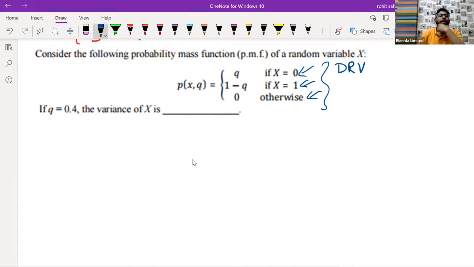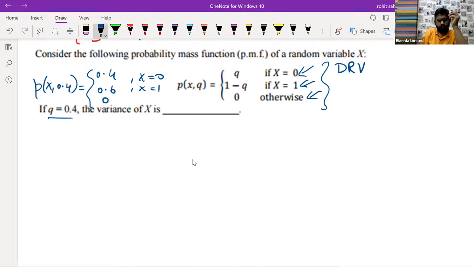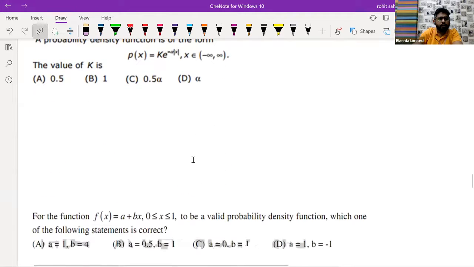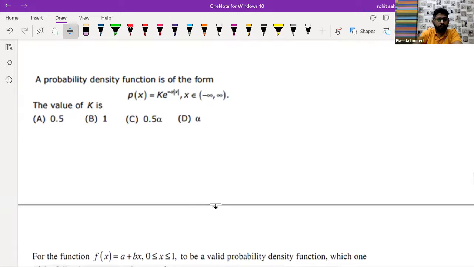First thing, now it says q is 0.4, so p of x with 0.4 will become how much? 0.4 if x is 0. 1 minus 0.4 is 0.6 if x is 1 and 0 otherwise. ठीक है? What did I do? मैंने उसी टेबल को देखकर x equal to q equal to 0.4 के लिए सब कुछ लिखा. अच्छा, वेरिएंस का क्वेश्चन है, चलो यहाँ तक समझ जाओ, वेरिएंस बाद में बनाएंगे, अभी बनाएंगे थोड़ी देर बाद. हाँ, ये बनेगा.